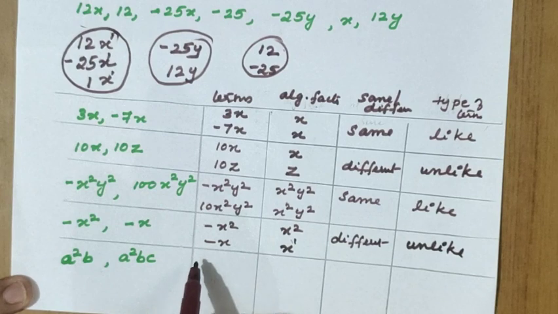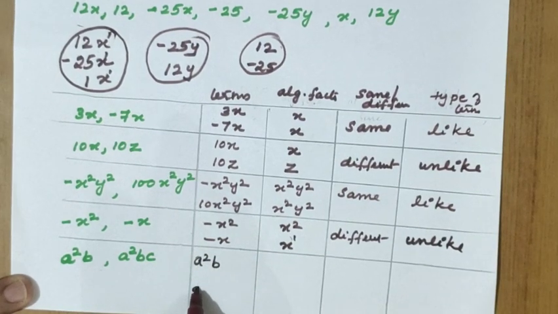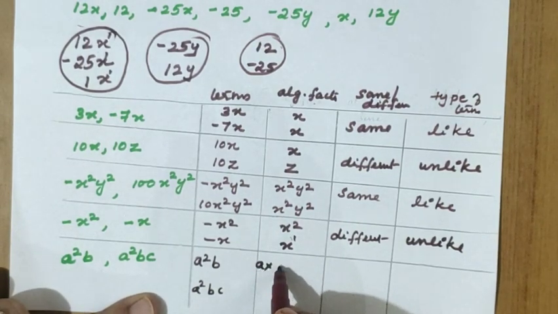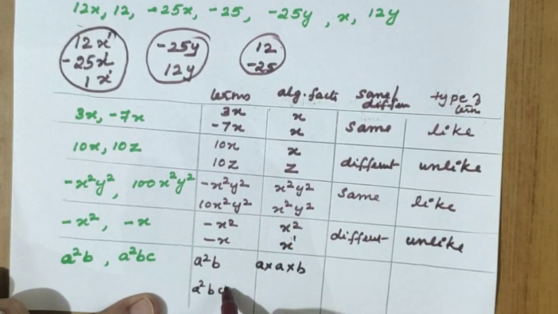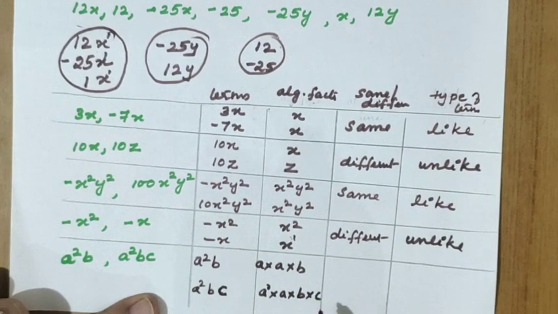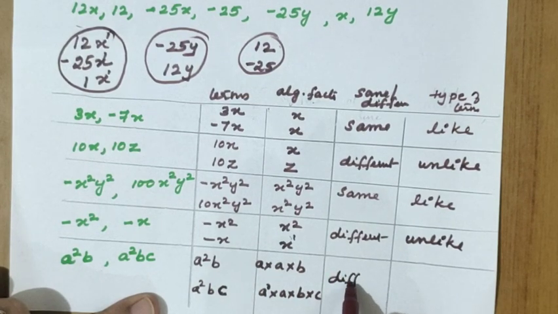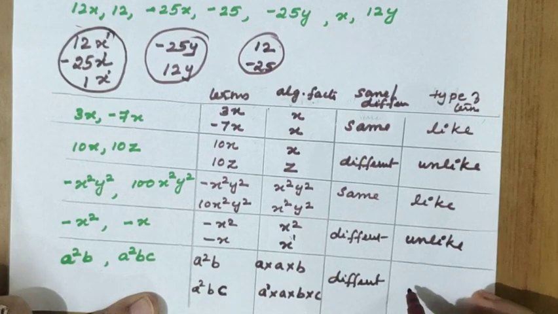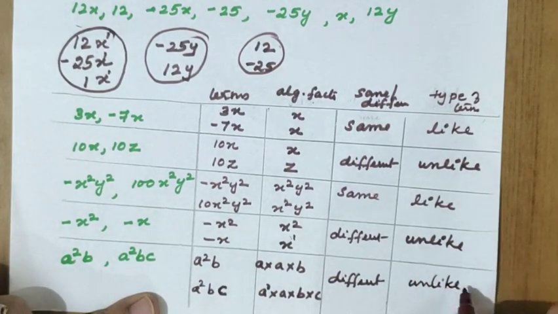Now go for the next question. A square b and a square bc. A square b, what are the factors here? A into a into b. Here a square bc, so a into a into b into c. So for this term the factors are a into a into b into c. C is an additional factor here when compared to this one. So in both cases the algebraic factors are different. Here a and b only, there a, b and c. So that is why they are different. So which type of terms? They are unlike terms.